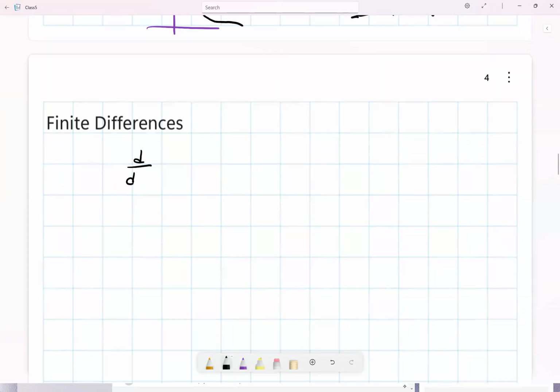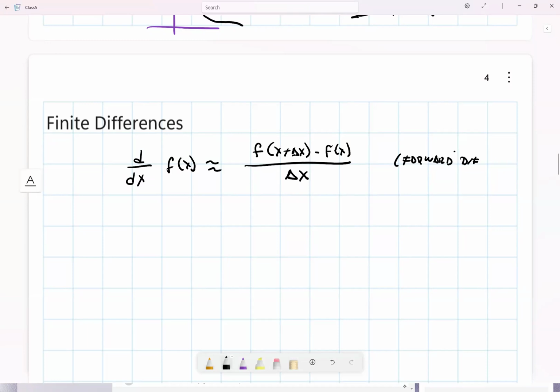You take the derivative of a function f of x, say, you would say this is approximately equal, you just don't take the limit, to f of x plus delta x minus f of x, divided by delta x, right? That is the definition of a derivative, and we will call this the forward difference.